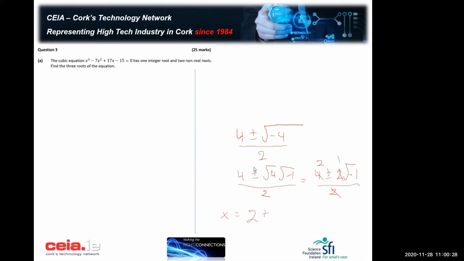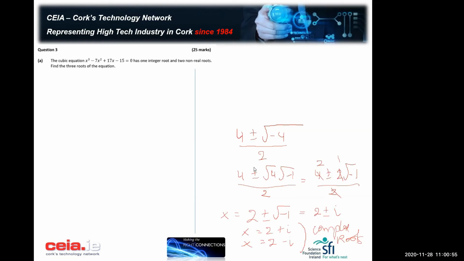plus or minus the square root of minus 1, which is i. We know that the square root of minus 1 is i, so it's equal to 2 plus or minus i. So that means x is equal to 2 plus i, and x is equal to 2 minus i. They're the two complex roots. I hope that explains it for you. Those are the two complex roots using the minus b formula.